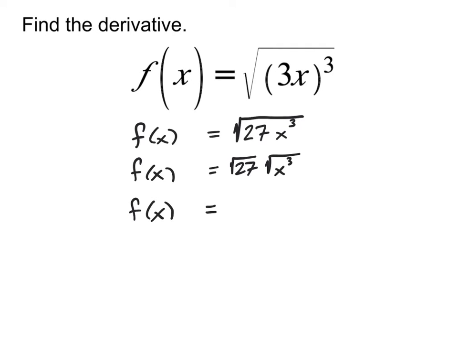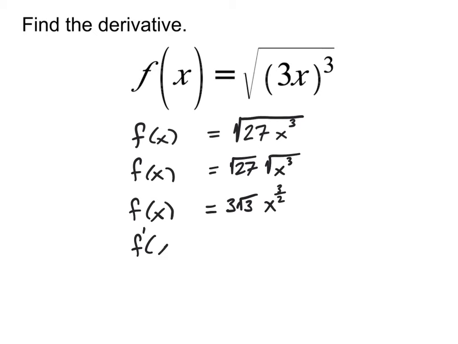Notice that 27 is just 9 times 3. The square root of 9 is 3, and that other 3 is still left behind. So yes, that is 3 root 3. And of course, to deal with the square root of x cubed, I'm going to be turning that into x to the 3/2. But now it should feel very similar to the last one that we did, right?